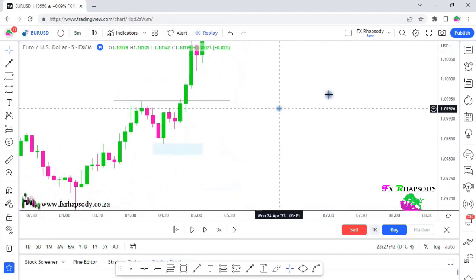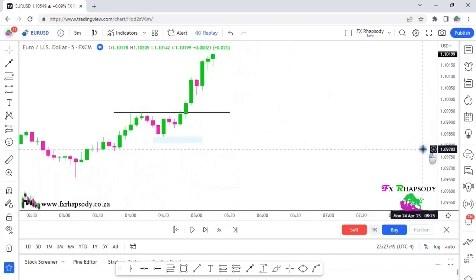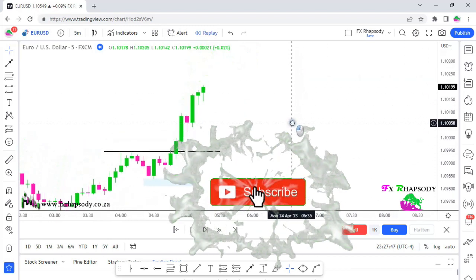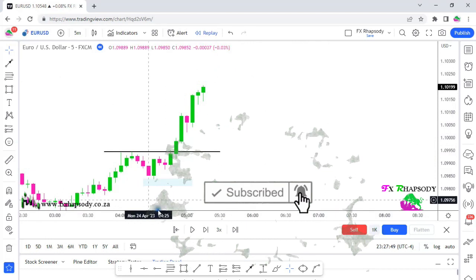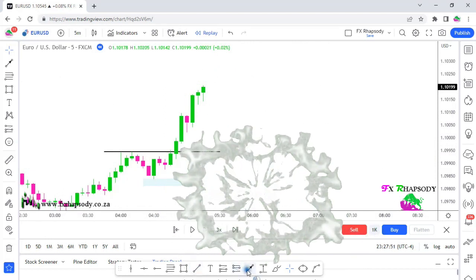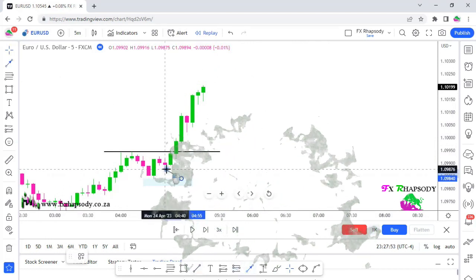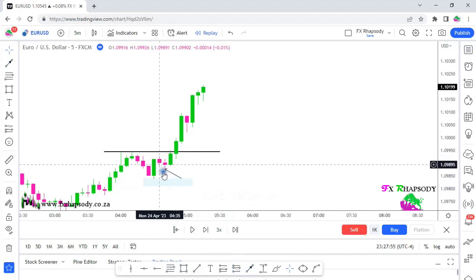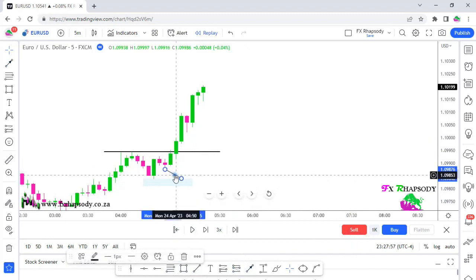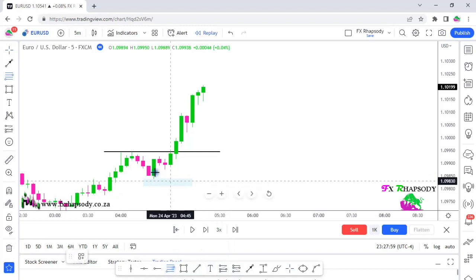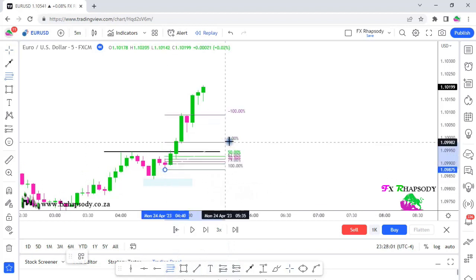Where is my swing low, if I'm going to start placing my Fibonacci? It is obviously going to be this one over here, because with that break in structure, that was the recent low it made right there. So I'm taking my Fibonacci and I'm placing it there and starting it there.